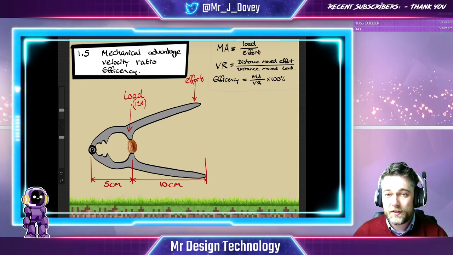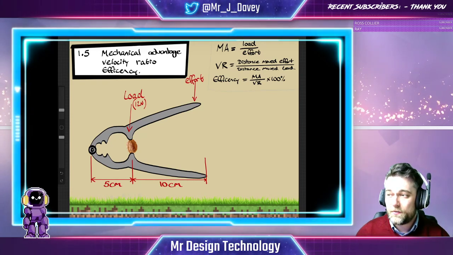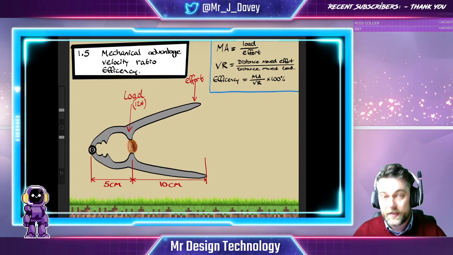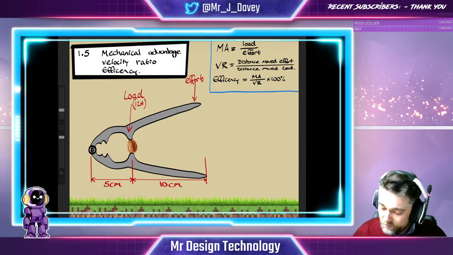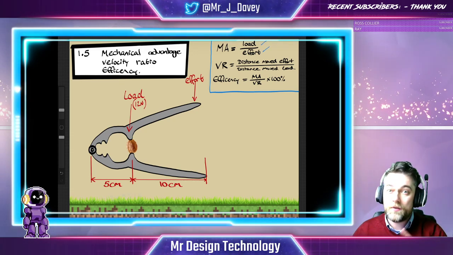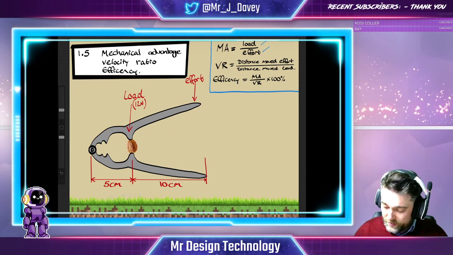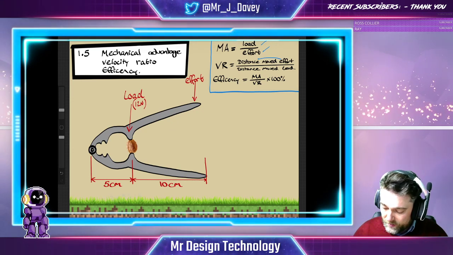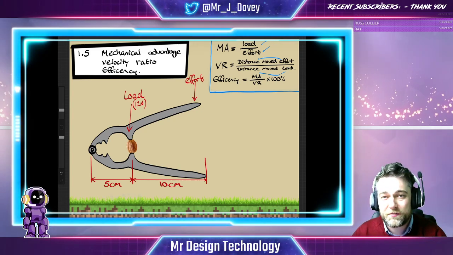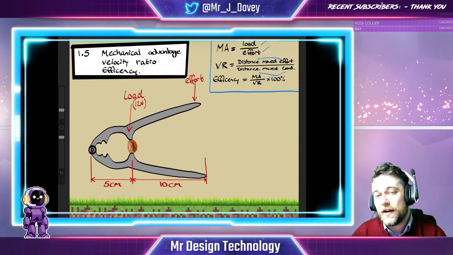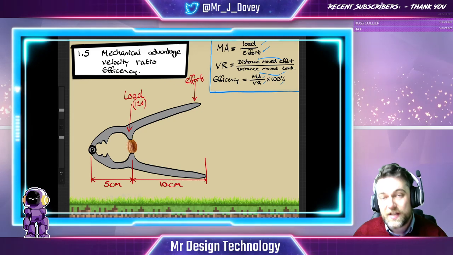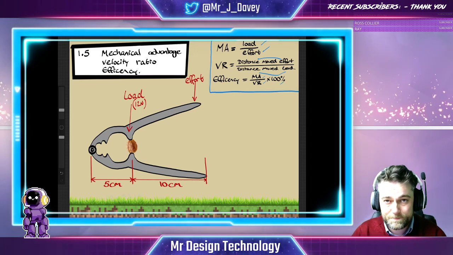Right, so what have we got here then? Effectively we have our main formulas here. We have the mechanical advantage formula, which is load over effort. We have velocity ratio, which is the distance moved by the effort divided by the distance moved by the load. Then we calculate it all together by doing our efficiency, which is the mechanical advantage divided by velocity ratio times 100%.